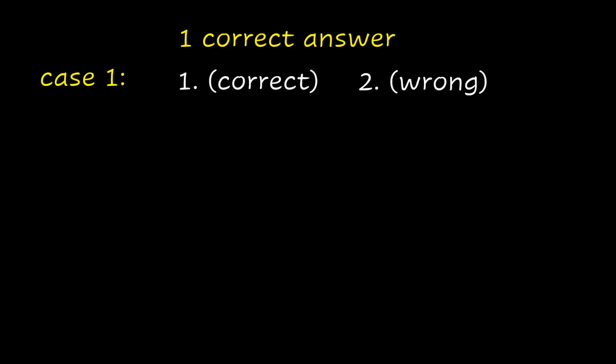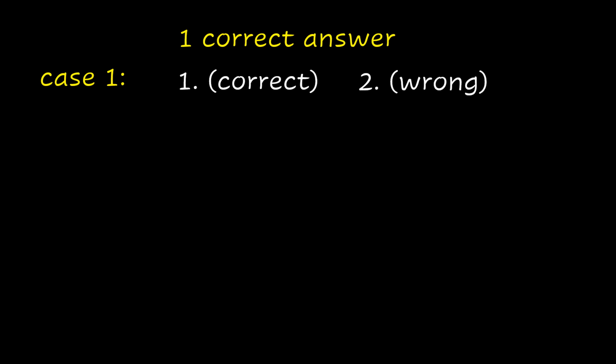Now let's look at the situation where we have exactly one correct answer. Having one correct answer can be divided into two cases. Case 1 is when we have the correct answer in number 1 but a wrong answer in number 2. Another case is when we have a wrong answer in number 1 but a correct answer in number 2. We are going to look at these two cases separately.